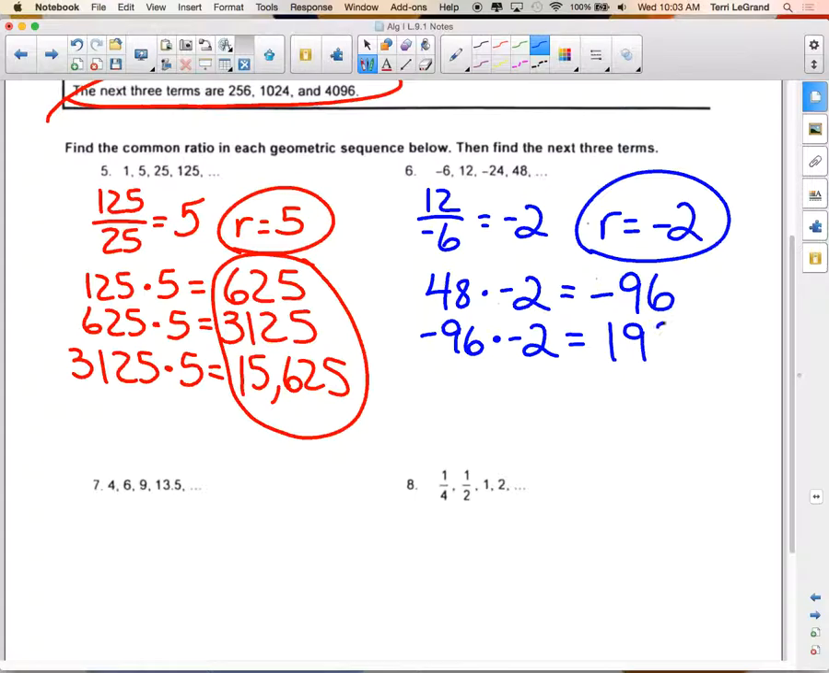192. Andrew was trying to do it in his head. Good job, Andrew. 192 times negative 2 is negative 384.